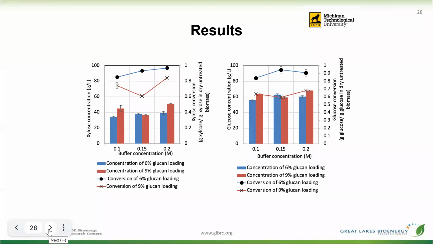In both of the graphs, we can see that xylose and glucose concentrations are higher for the 9% glucan loading. This is simply because there was more biomass to begin with. However, when we compare the xylose and glucose conversion with respect to the sugars that were in the raw material, that is the untreated biomass, we can clearly observe that the conversion is higher for the 6% glucan loading. This is happening due to many reasons, including higher sugar concentration, which limits the hydrolysis process, which is very typical at extremely high solids loading. That is what is happening at the 9% glucan loading condition.